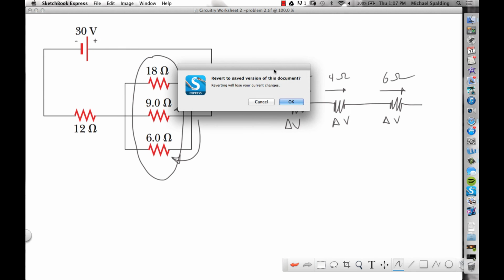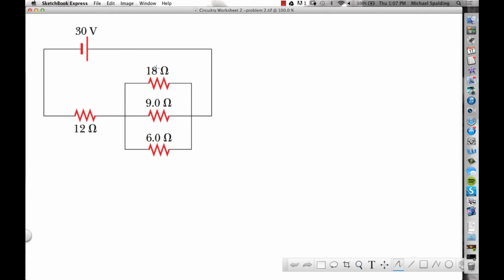So how do you simplify resistors in parallel? We're going to simplify these three into one. You got to do the 1 over equation. So here's what it's going to look like.